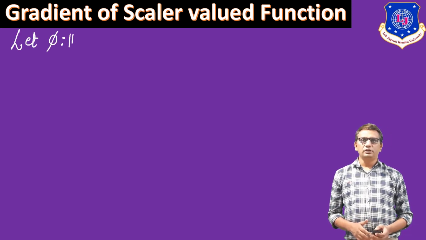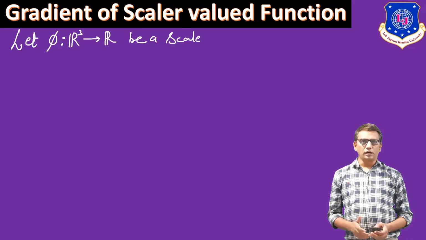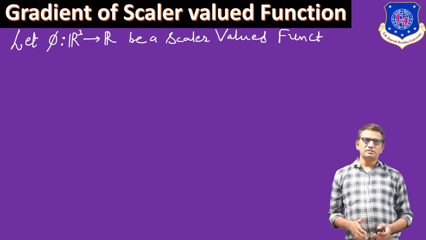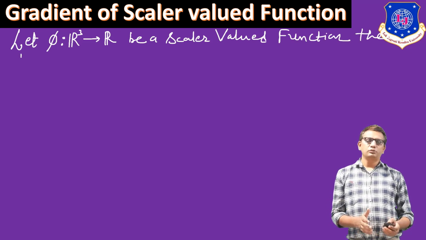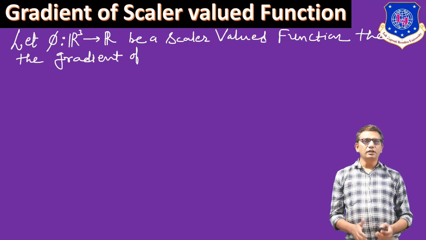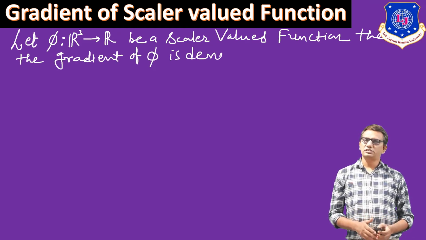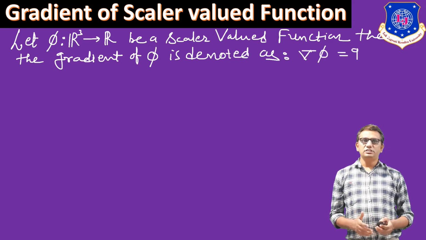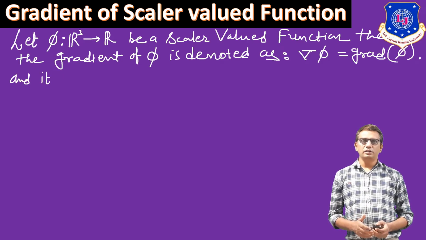Let phi from R cube to R be a scalar valued function. That means it is a function of two or more variables. Then the gradient of that particular scalar valued function phi is denoted as grad phi, the gradient of phi, or del phi.